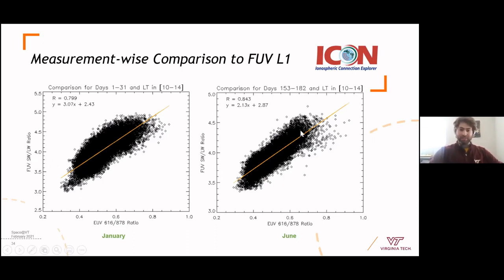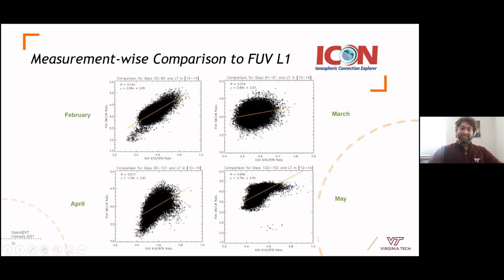And we can see for January and June, we're getting some really good correlation here between our made up O to N2 ratio and something that's more like the real thing, which is really encouraging until we looked in the spring and it gets significantly more dicey. February seems all right, but March is a blob, and by May, we're getting kind of two populations again.